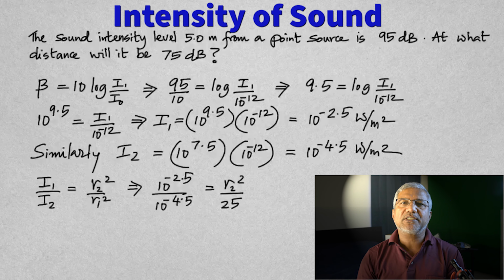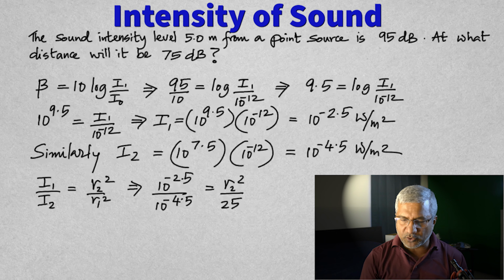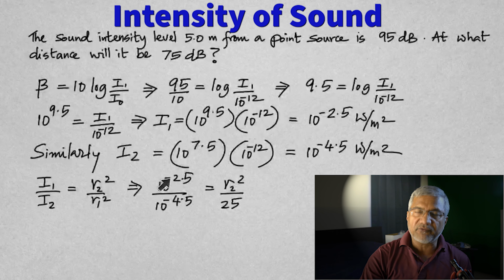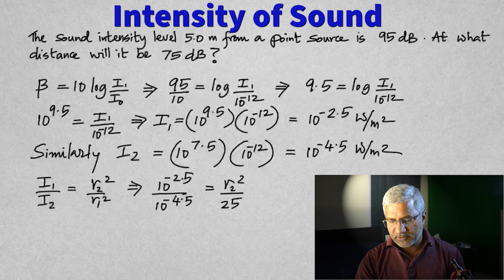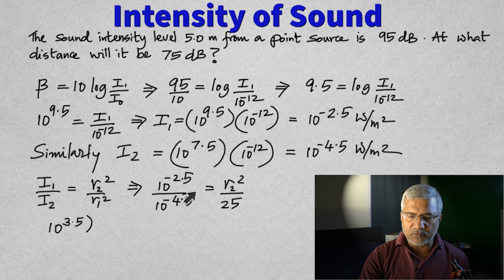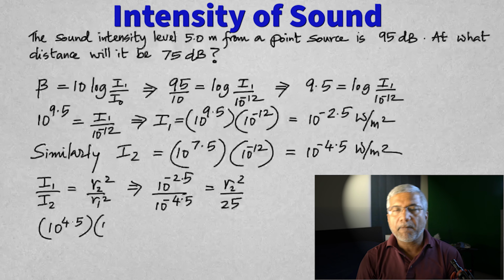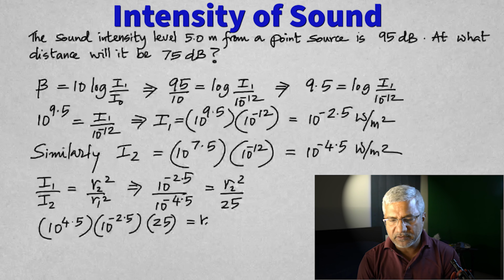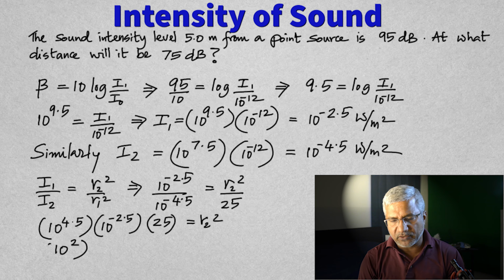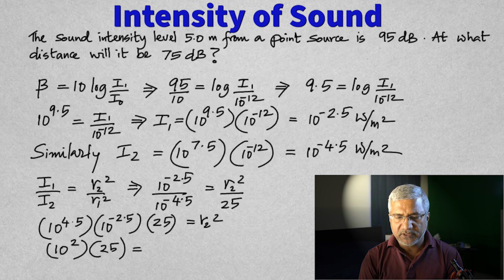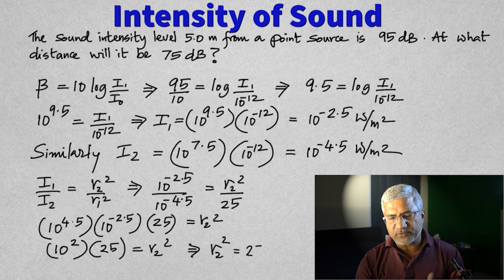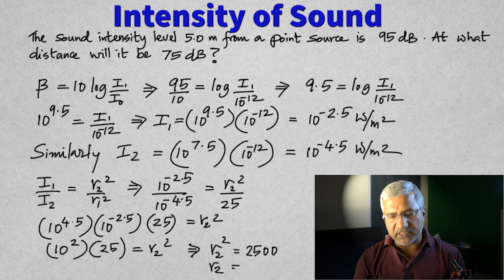And then all we got to do is make R2 the subject, right? So what do we have here? In this case, when this goes to the top, it's going to become plus 4.5. So you have 4.5 minus 2.5, which is 2. And then 25 comes over that side. So that will be 25 times 100, which is 2500. Okay, so here it is, 10 to the power 2 times 25 is equal to R2 squared. And so to get R2, you take the square root of 2500, which gives us 50 meters.